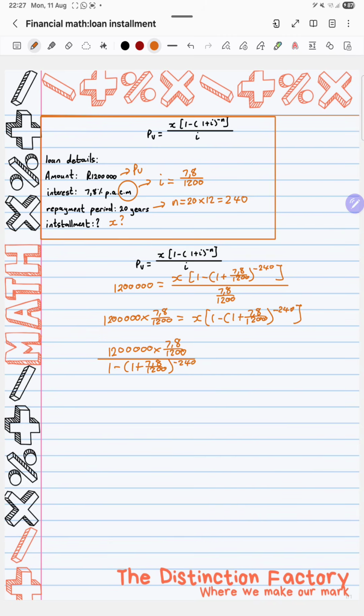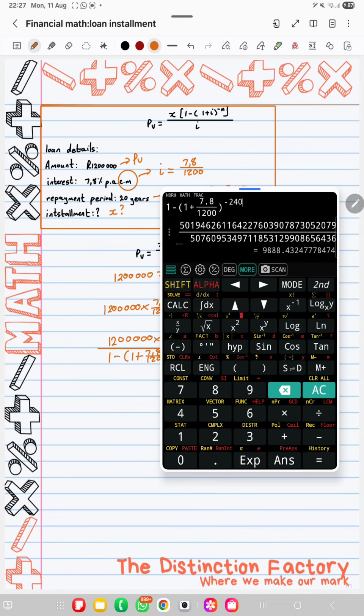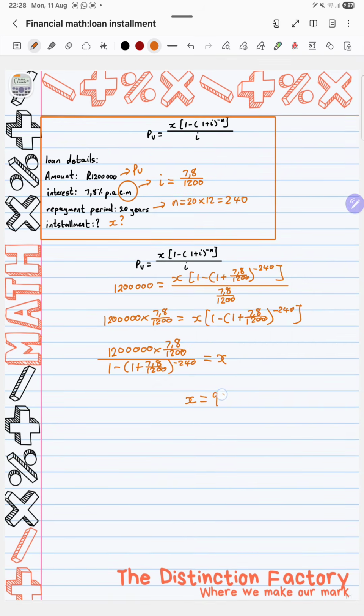Okay, and then we'll type that into our calculator. And once we type it into our calculator, we will get out our x. So x is equal to 9,888.43. Don't forget to stipulate that that's in rands.